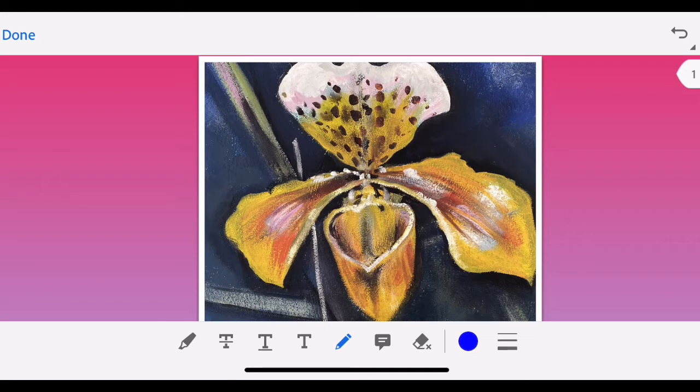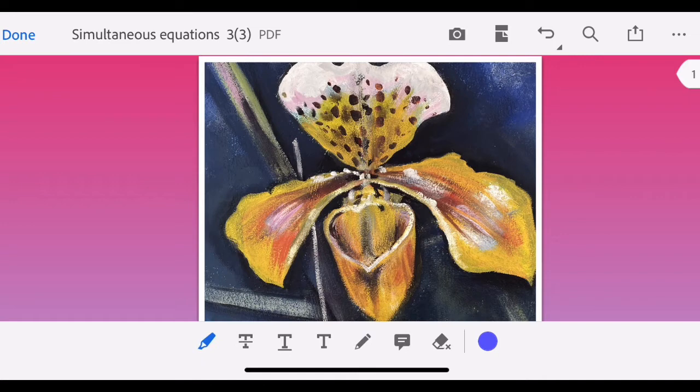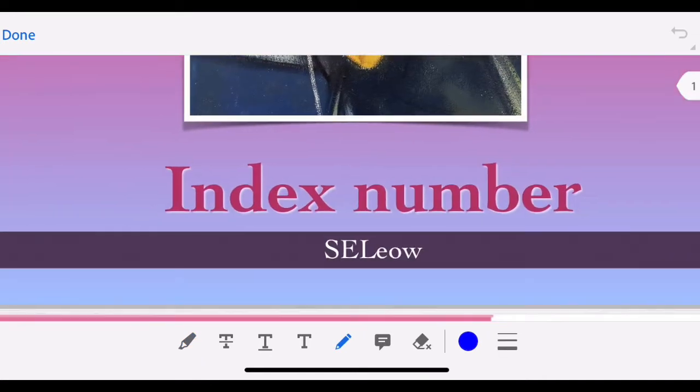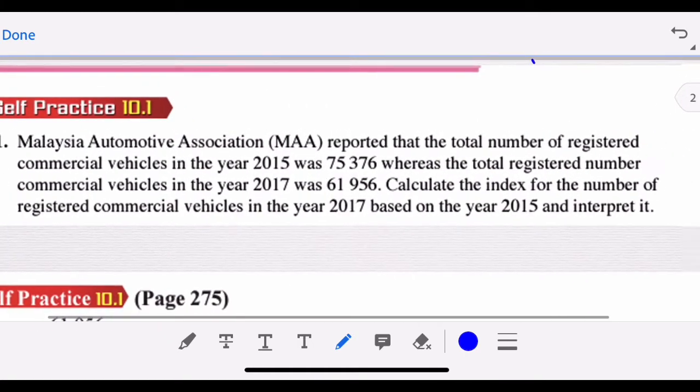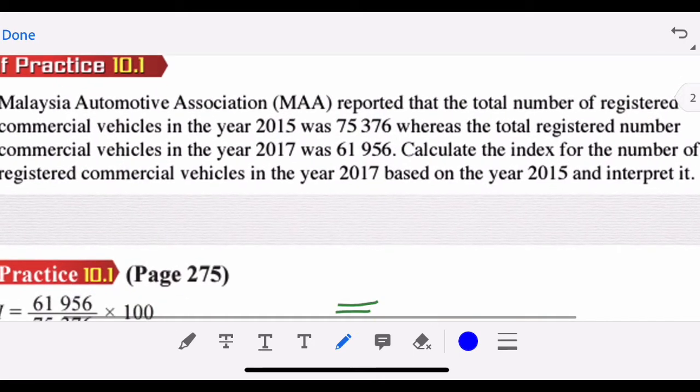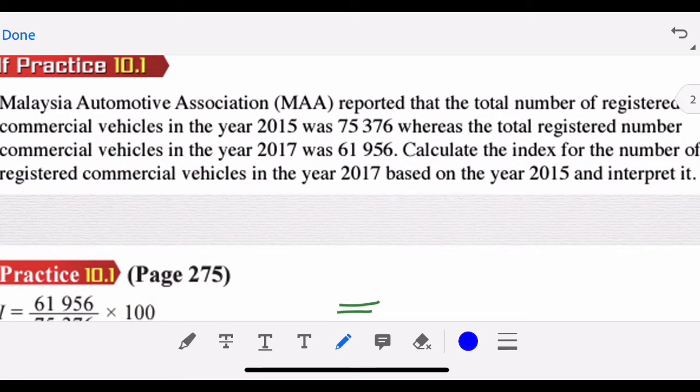For today's lesson, I would like to share with you how to solve the index number. This is a new topic that I'm going to teach you today. So let's have a look at this question. Okay, let's go through and understand the question.